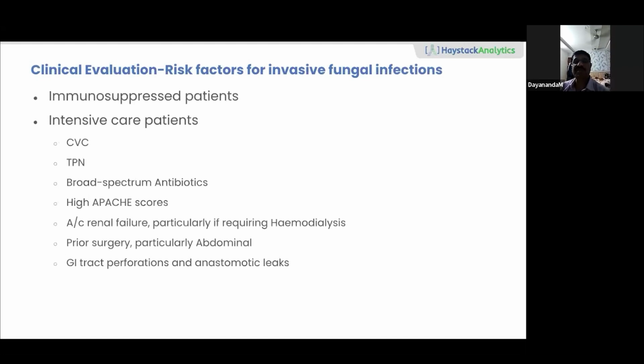Because until you get something positive in your blood cultures, you will be keeping them on broad spectrum antibiotics. Other risk factors are high APACHE scores, patients in acute renal failure, particularly if requiring hemodialysis, and patients who had prior surgery, particularly abdominal surgeries, GI tract perforations and anastomotic leaks.